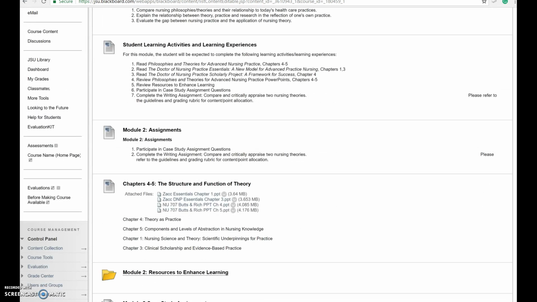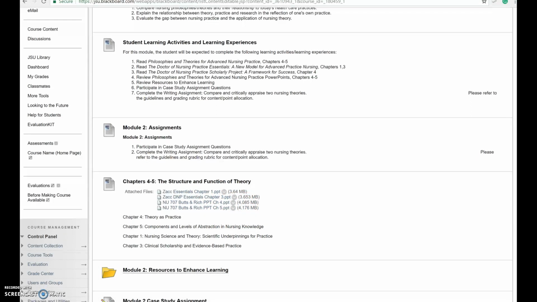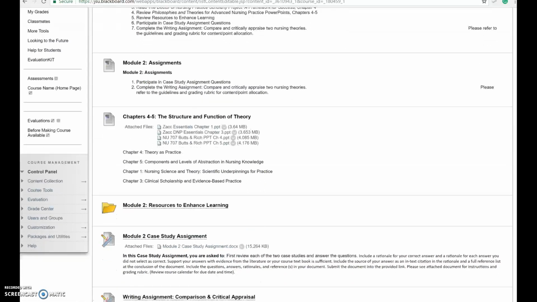You see your assignments there, and you're going to do two assignments for this module. One is a case study assignment with questions, and the other is a writing assignment where you're going to compare and critically appraise two nursing theories. There are also, just as always, some PowerPoints from the book if you would like to look over those. Sometimes those will help with basic information.